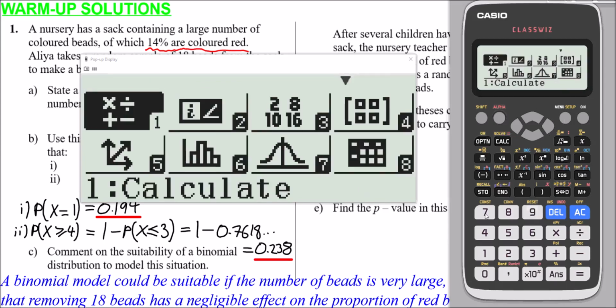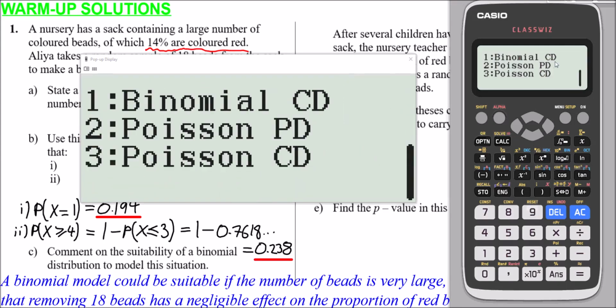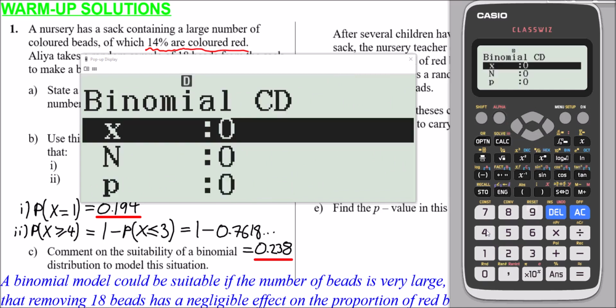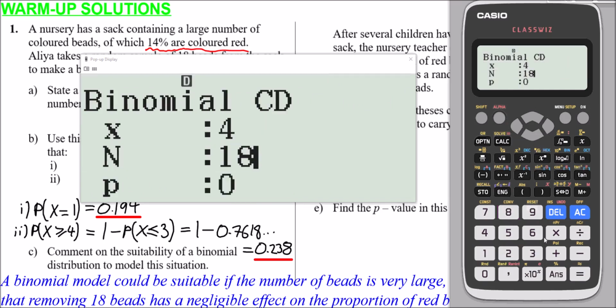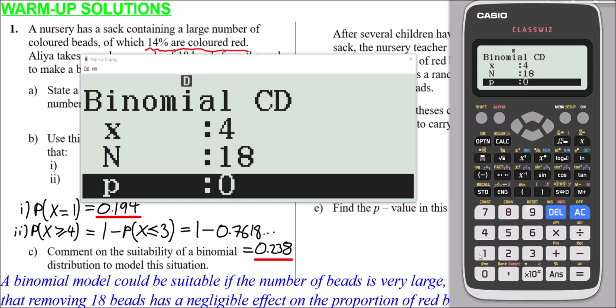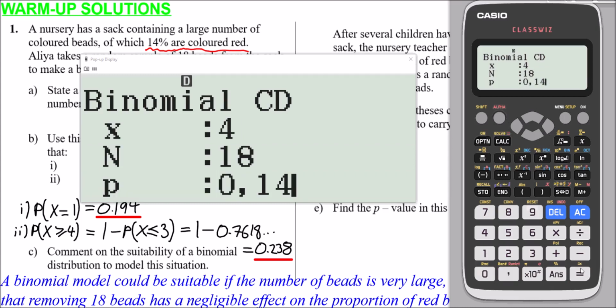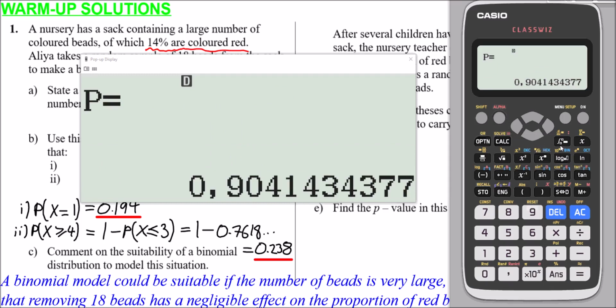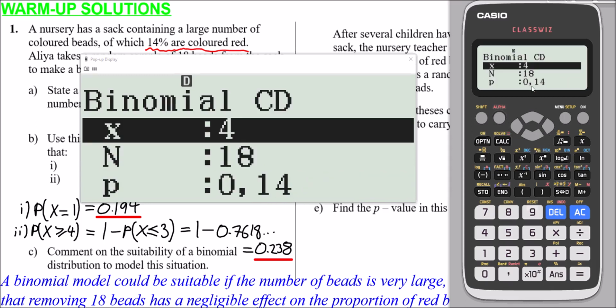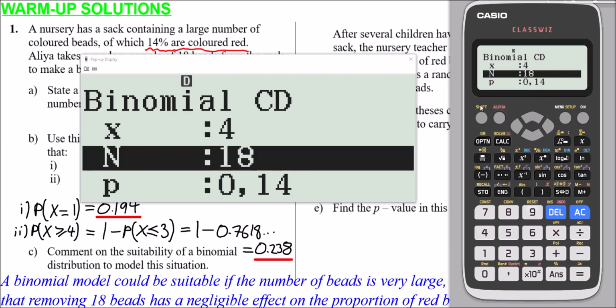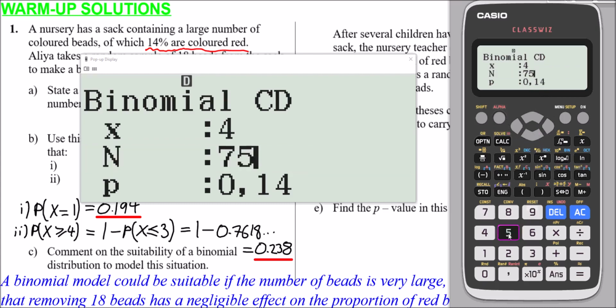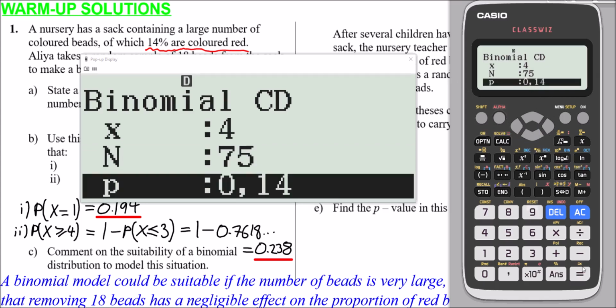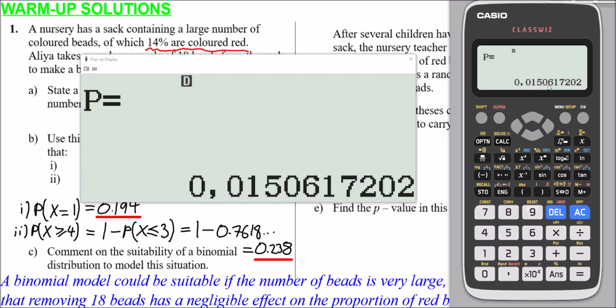So menu 7 CD, because we want a range, a cumulative probability from 0, 1, 2, 3, or 4. What's the chance of getting 4 out of 18 if the probability of picking a red was indeed 0.14? So, what have I done here? So 4, not out of 18, my bad, it's 75 in this question. I thought it seemed a bit strange. 4 out of 75, apologies. That gives a value of 0.0151 approximately.